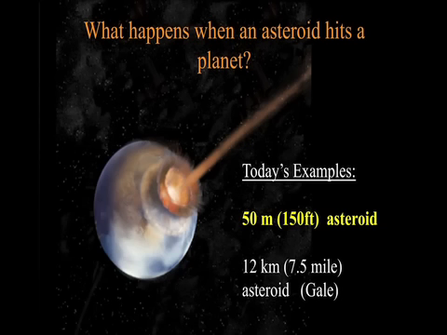So, onto the examples. I'm going to give you two examples. The first one will be what happens when a 50-meter asteroid hits a planet. Now, this is my small example, but if you think about it realistically, having a 50-meter chunk of rock hit you, it's not very small. So this is, planetarily speaking, if that's a word, my small example.